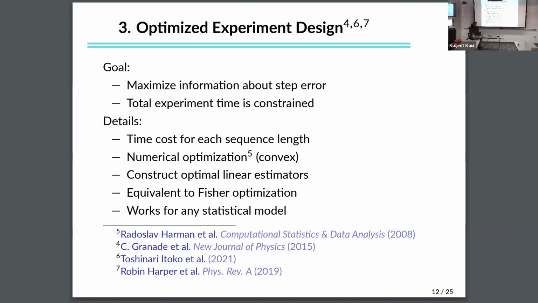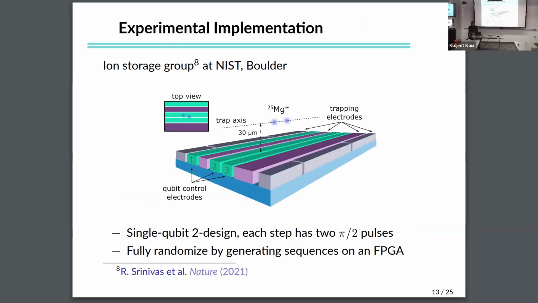Right, so those are really, in my mind, the three main advantages of fully randomized benchmarking. So in the remaining time, I'll talk about the very recent implementation in an experiment that was run at NIST in Boulder by our collaborators in the ion storage group. So they have a trapped ion experiment. Right now they're using magnesium.